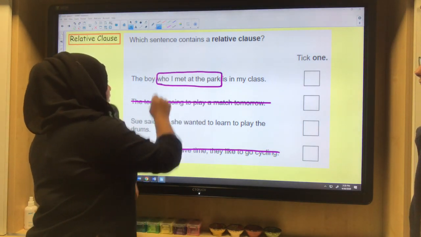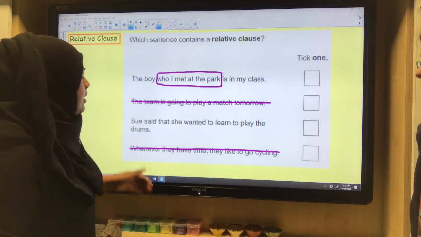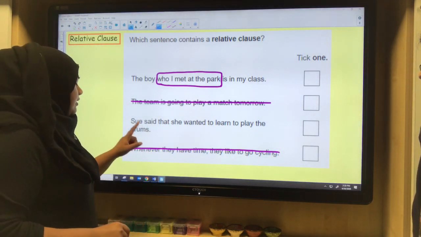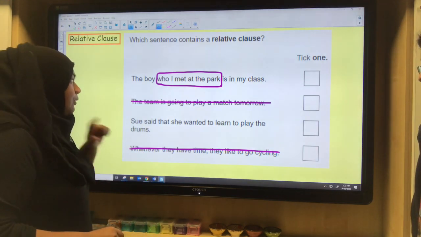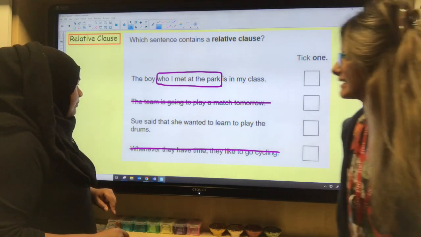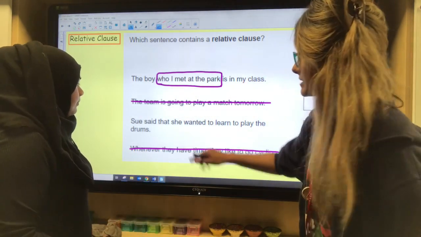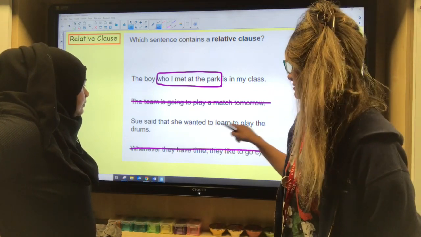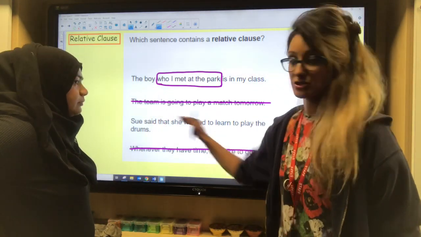If I got rid of that, I'd have "the boy is in my class." If I look at this one, it says "Sue said that she wanted to learn to play the drums." Now, Mrs. Gale, why would that not be a relative clause? Because actually you can't see where the relative clause is here, because there's no extra information. "That she wanted to learn to play the drums" is telling you about what Sue had said.